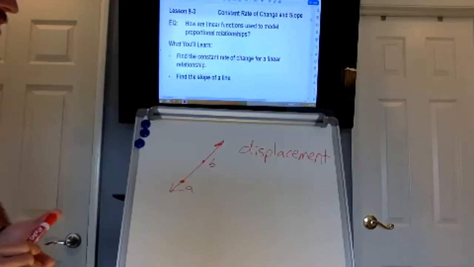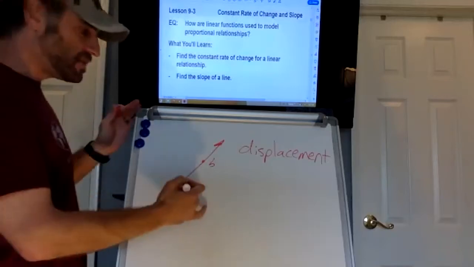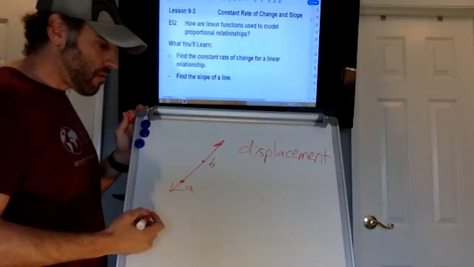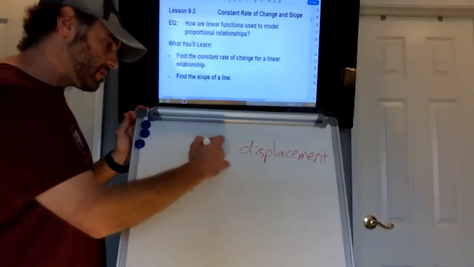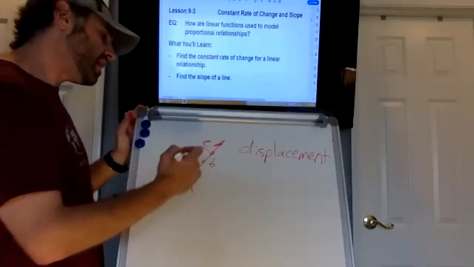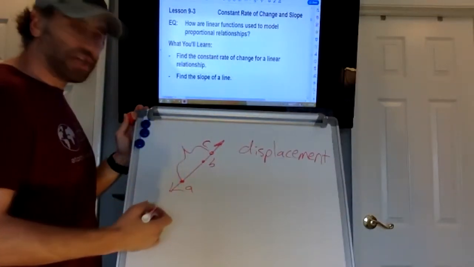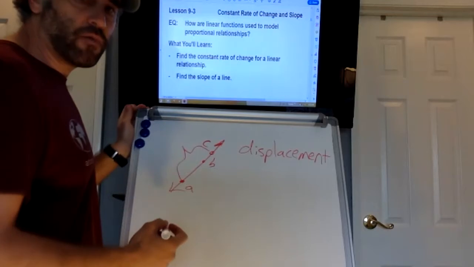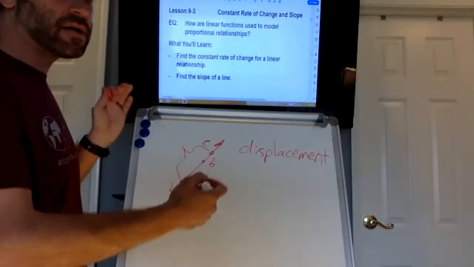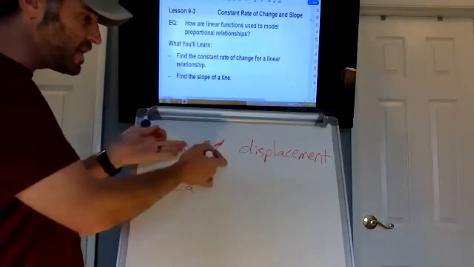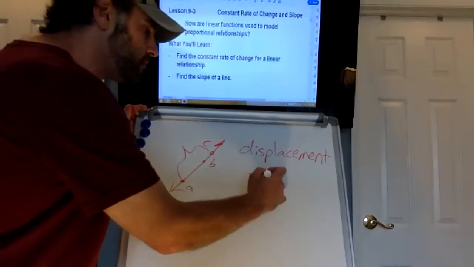Okay? What happens if I change my displacement? What happens if I change this? What if instead of from A to B, I change the distance from A to C? Then I've moved, haven't I? Displacement. Changing displacement. What if we change that with respect to something else changing? This displacement changed, but in order for it to change, something else had to change. Let's call that maybe time.